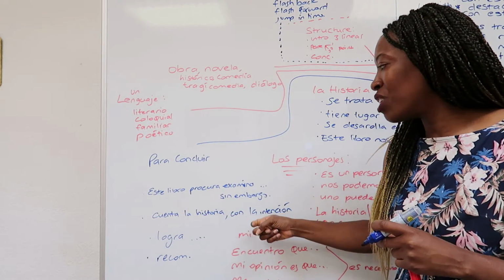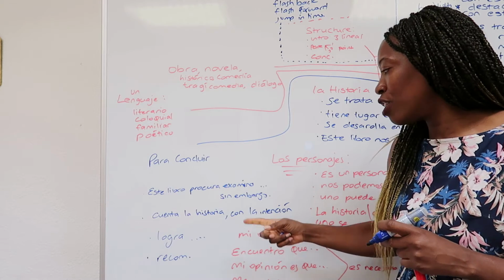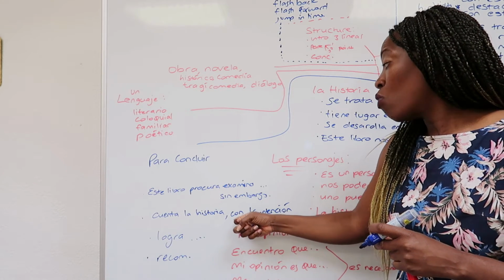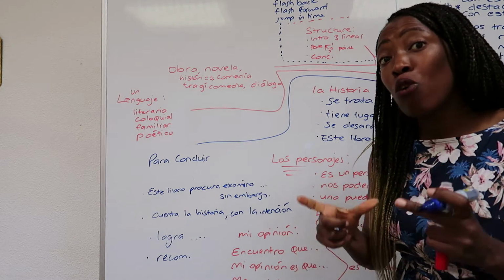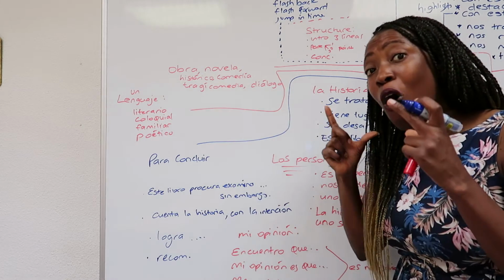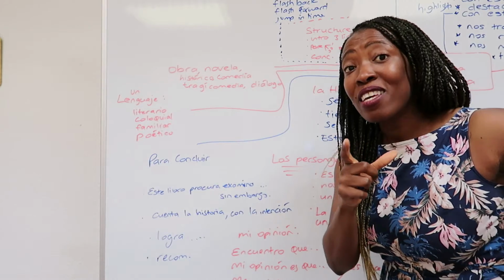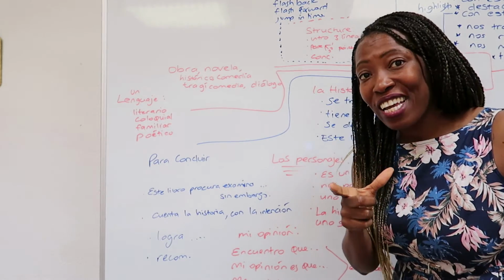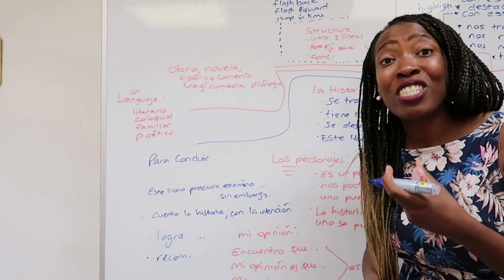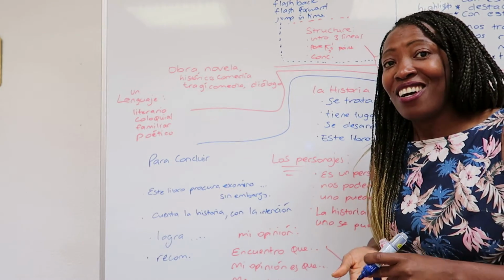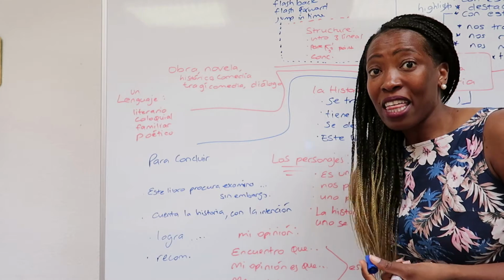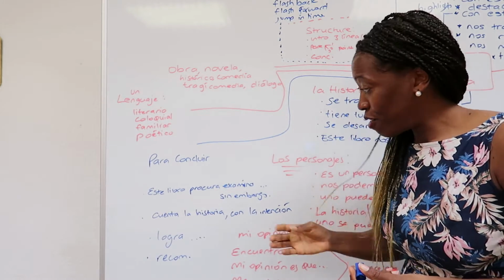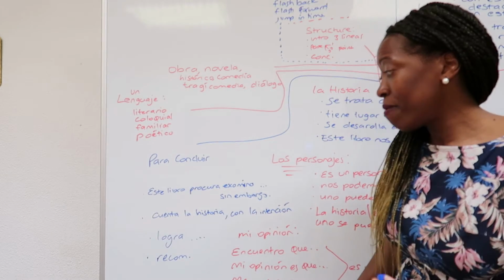Cuenta la historia, it tells the story. With the aim, con la intención, with the goal, with the objective of maybe educarnos, to educate us, I don't know, or to change our mind. Maybe they want to change our mind. Hacernos cambiar de parecer, cambiar de opinión. What was its aim? Okay?